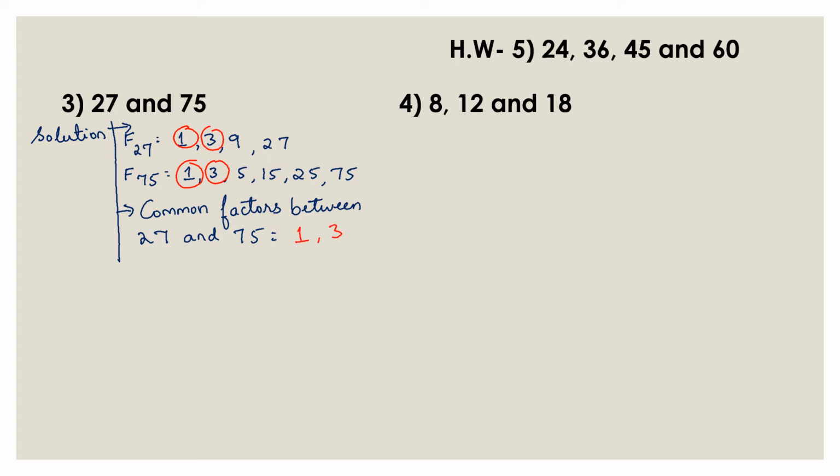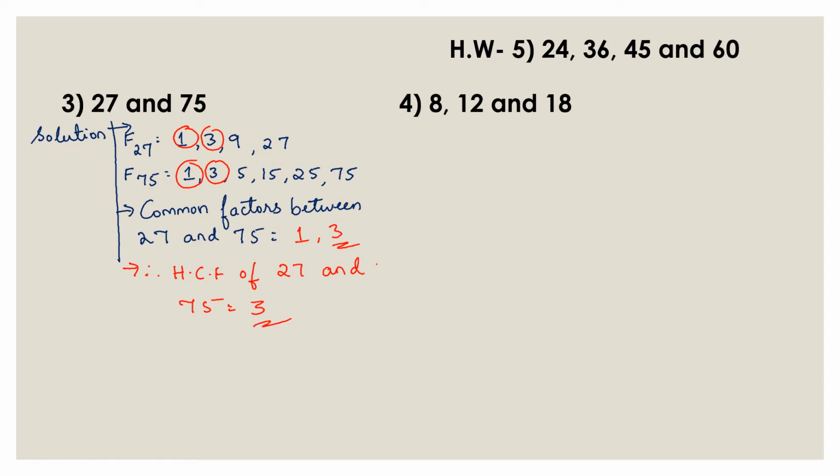Therefore, the third step is HCF of 27 and 75 is equal to, which is the number which is largest, 1 or 3? It is 3. So HCF of 27 and 75 is equal to 3.